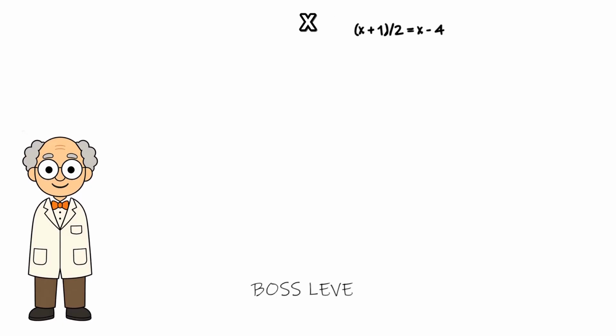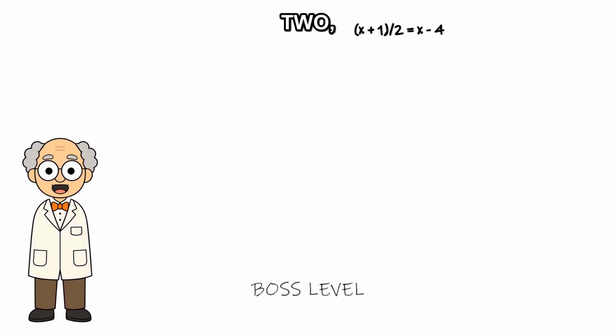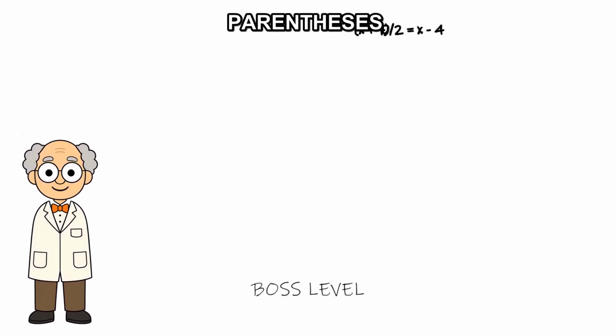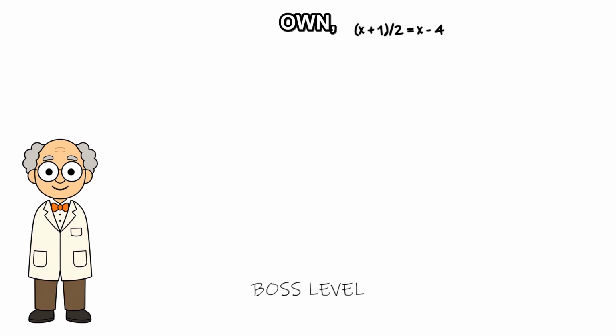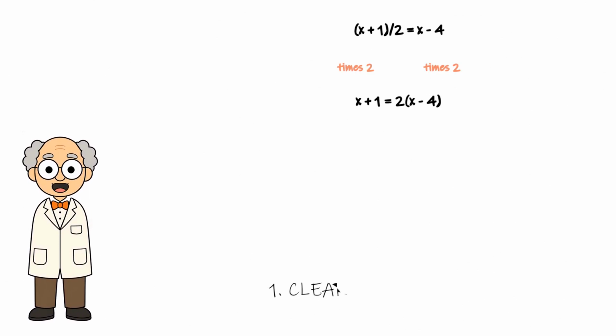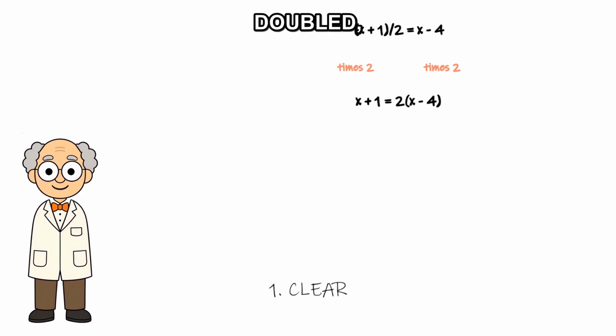Boss level. X plus 1, all over 2, equals x minus 4. A fraction, a set of parentheses, and x on both sides. Everything we own in one line. Step 1. Clear. Multiply both sides by 2. The left side loses its bar. The right side, all of it, gets doubled, so it goes into a bag.